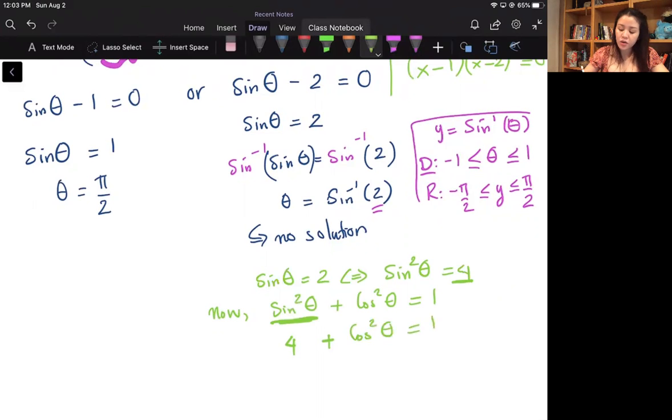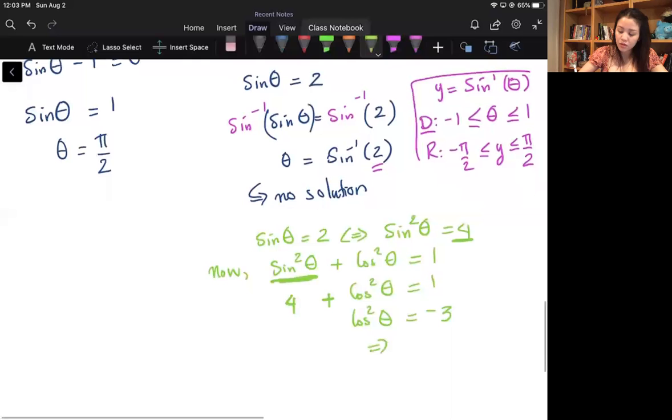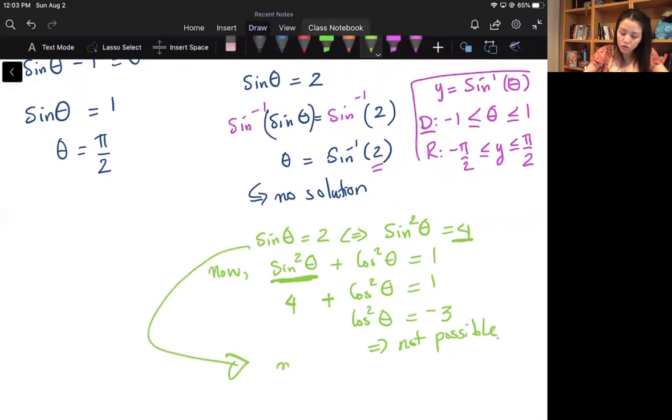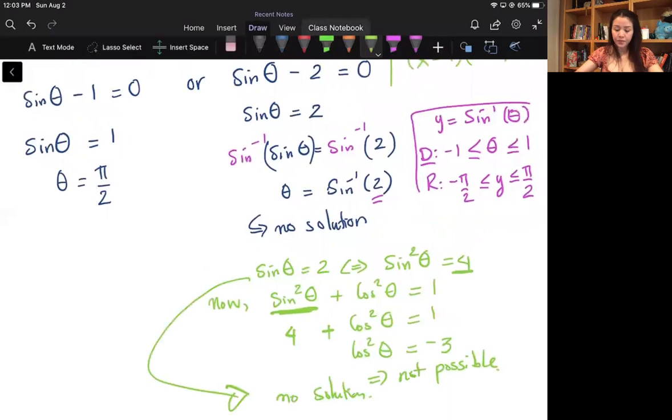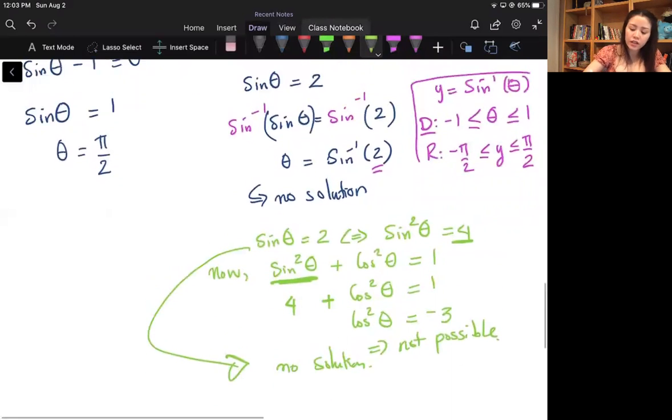So I have 4 plus cosine squared theta equal 1. Okay? And subtract 4 from both sides. So I have cosine squared theta equal negative 3. Can a square number be negative? No, right? This is not possible. Therefore, this right here has no solution either. So that's how we show it analytically. Okay. So the solution here is just theta equal pi over 2.